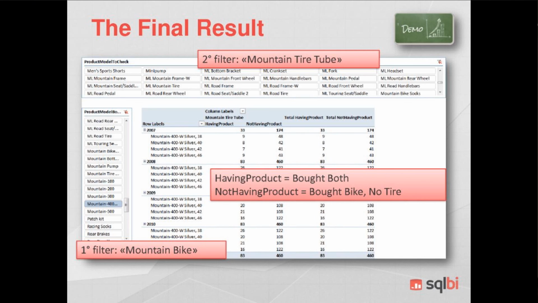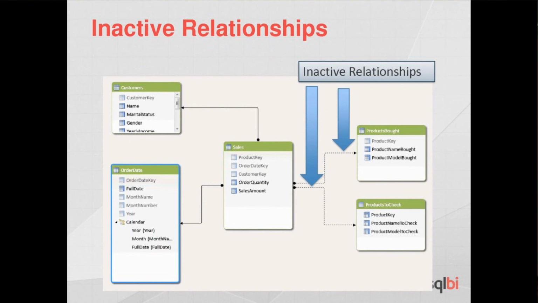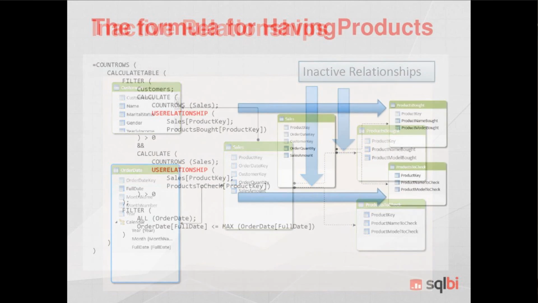I want to have such a report, and then the user can double-click, drill down, and look at the single customer and take decisions. The formula makes use of inactive relationships. So we have two inactive relationships here, and we will activate relationships when we will need them.